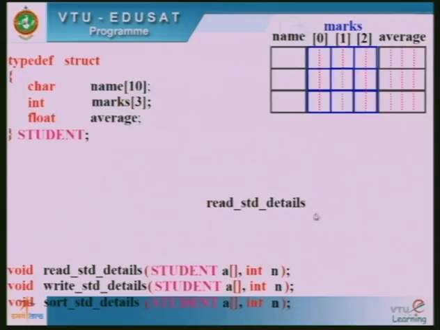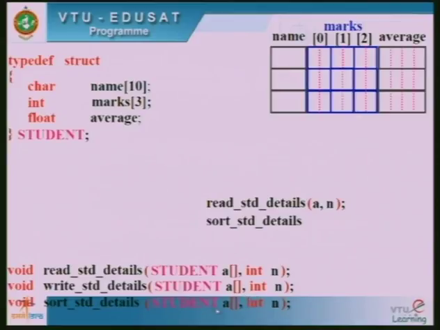Now, how we can write the program? Read student details. How many parameters are there? 2 parameters are there. One is A and n. Here, how many arguments should be there? 2 arguments should be there. So, we write A comma n. Now, after reading the student details, what we should do? We have to sort the student details. So, how to sort the student details? Call this function. So, here I write sort student details.